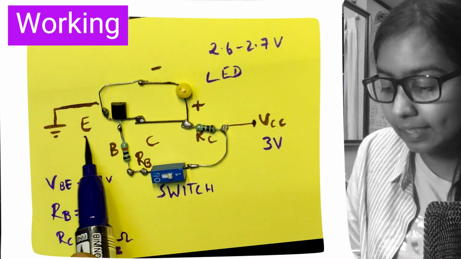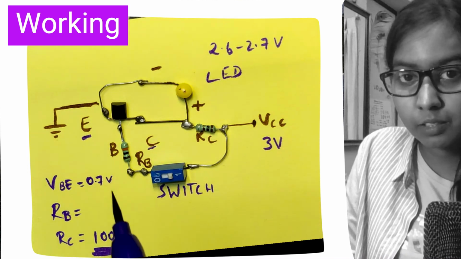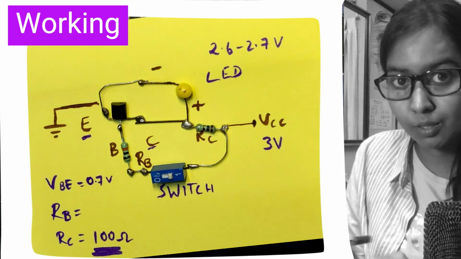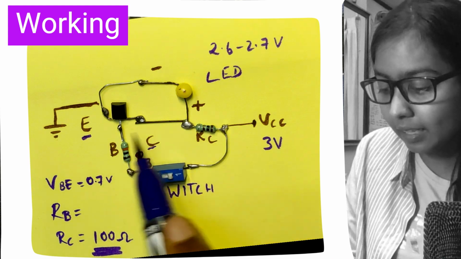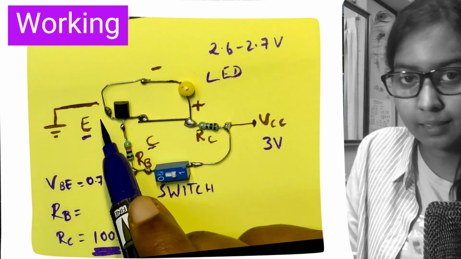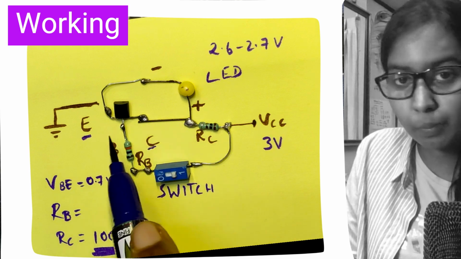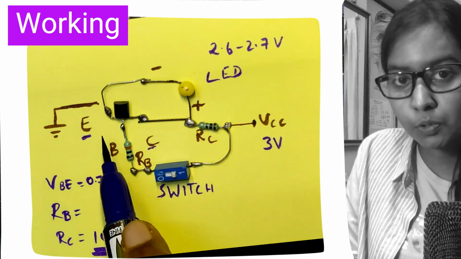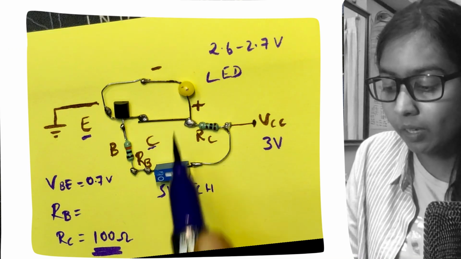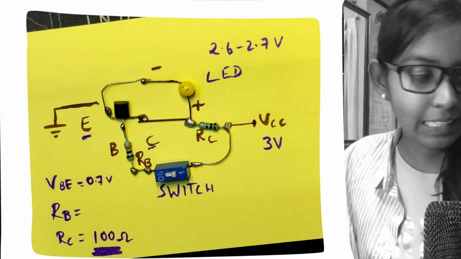So what happens? Exactly, emitter and collector will be short circuited. When emitter and collector are short circuited, it means there is least resistance, zero resistance. And this LED is connected in parallel with the emitter and collector. So whenever this part becomes short, all the current flows through it and nothing will flow through the LED path. So whenever the switch is on, the LED will be off.